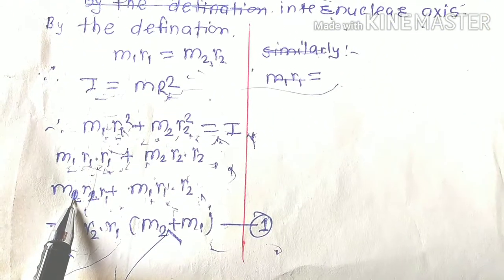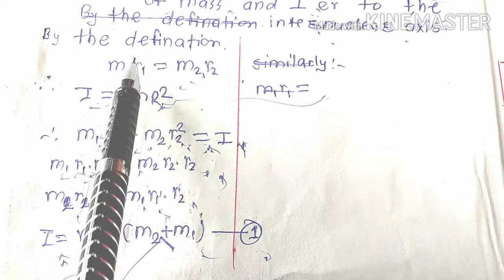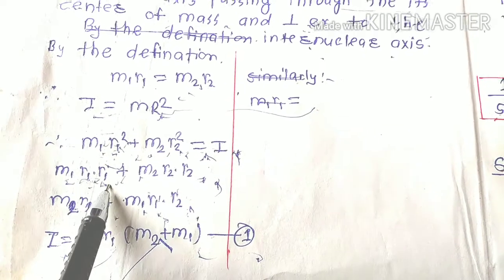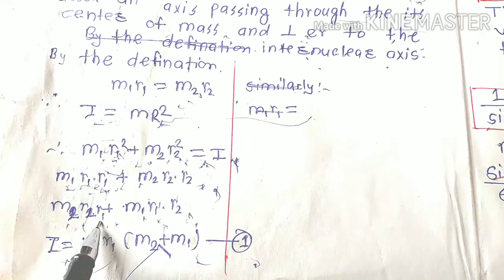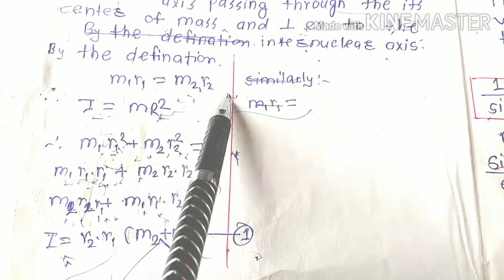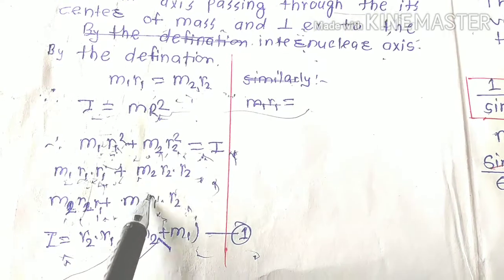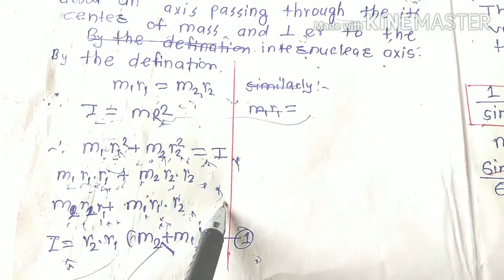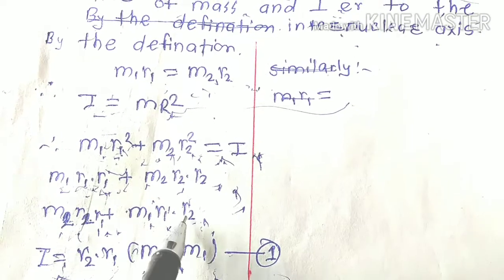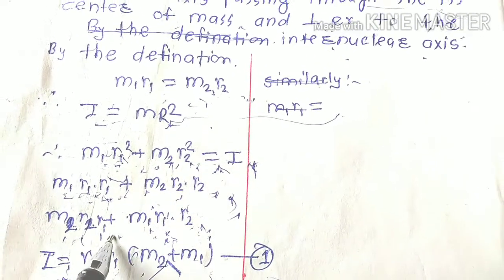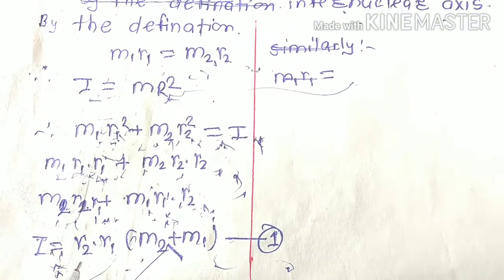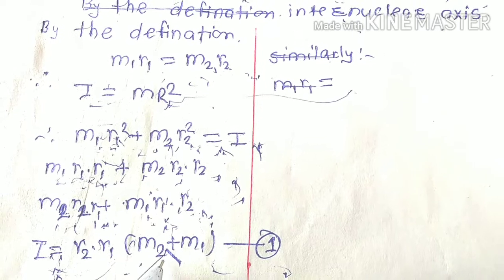Here we write m1 r1 equals m2 r2. So I equals m2 r2 into r1 plus m1 r1 into r2, and since m1 r1 equals m2 r2, this becomes m2 r2 times r1 plus m1 r1 times r2. Here r1 and r2 are common, so we separate them out. So we get the moment of inertia I equals r2 into r1 into m2 plus m1.